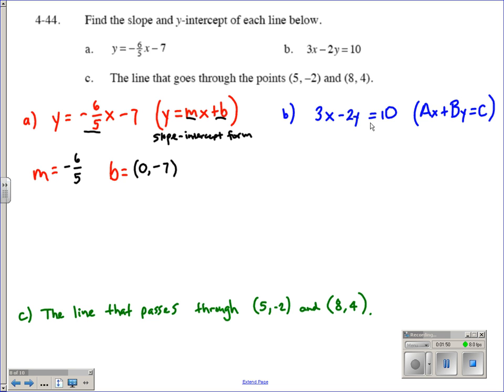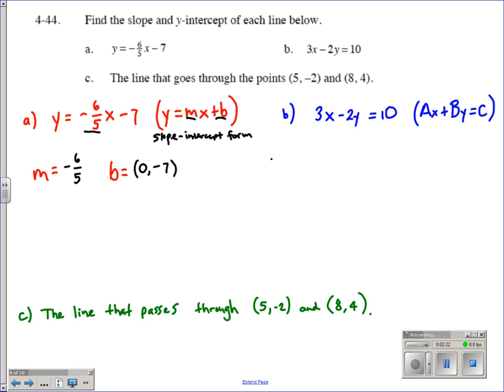3x minus 2y equals 10. Well, this linear equation's in a different form. This one's in standard form, ax plus by equals c. If you're more comfortable, you could put it into slope-intercept form. That would consist of subtracting your 3x from each side, and then dividing everything by negative 2. Maybe we can check our answer that way.